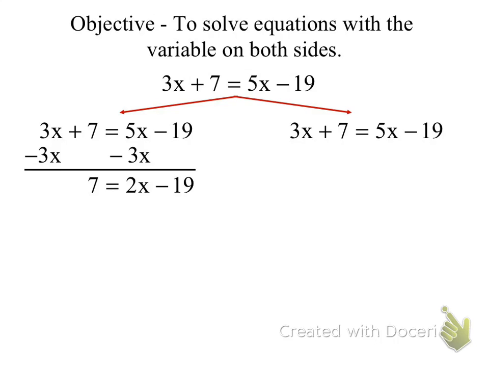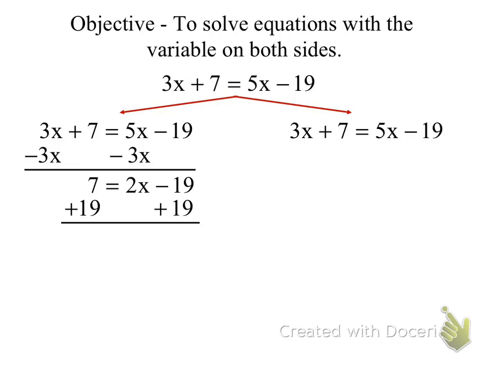Now, what would I need to do to get that x further alone? I need to strip it away like it's an onion. I want to peel the outer layers. I want to hear from somebody else. Tiffany. Add 19 to both sides of the equation.